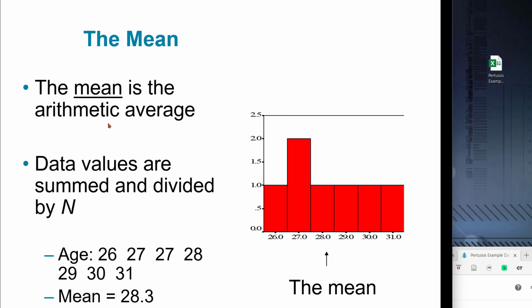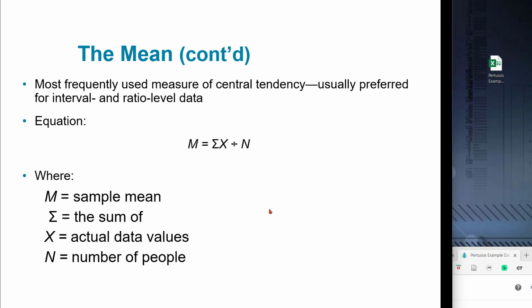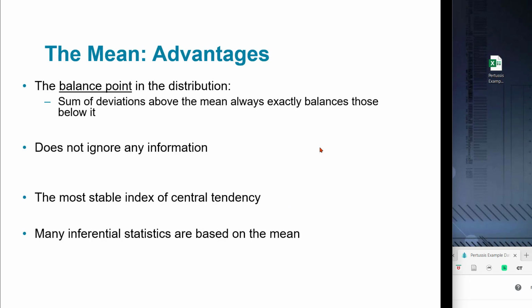The mean is the average, right? You just add up all the numbers and you divide them by n, and you get the mean. This index is one we're going to use a lot in statistics, especially when we start inferential statistics in the next module. The mean has lots of advantages. It's the actual balance point in the data and doesn't ignore any data points. Therefore, it's the most stable index of central tendency because it incorporates all of the data.